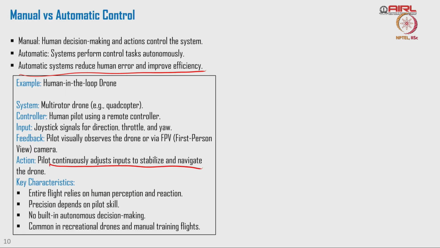Okay. The key characteristics are that the entire flight relies on human perception and reaction. The precision depends on pilot skill. If the pilot is not skilled enough to do all these activities, then the drone might crash. It is not safe for the operation, the mission may not be completed. So, all these things will be coming here. Okay. So, there will be no built-in autonomous decision making. What the pilot decides is final for the drone. Okay. And also because of all these reasons, its usage is also restricted, and it is common in recreational drones or manual training flights.